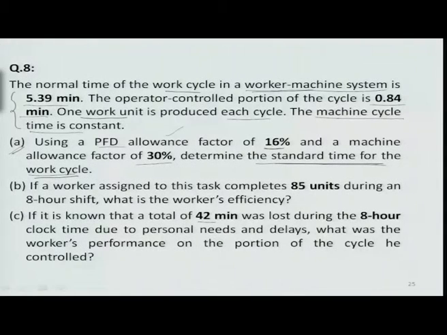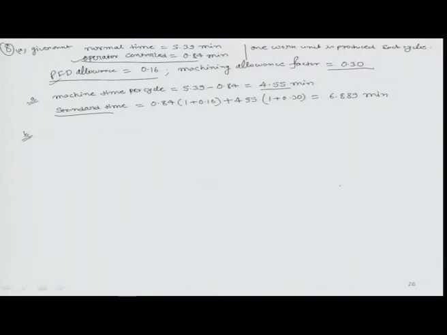In part B, the problem says if a worker assigned to this task completes 85 units during an 8-hour shift, what is the worker's efficiency? It means the number of units produced is 85, and the standard shift is an 8-hour shift. We have to calculate the worker's efficiency.